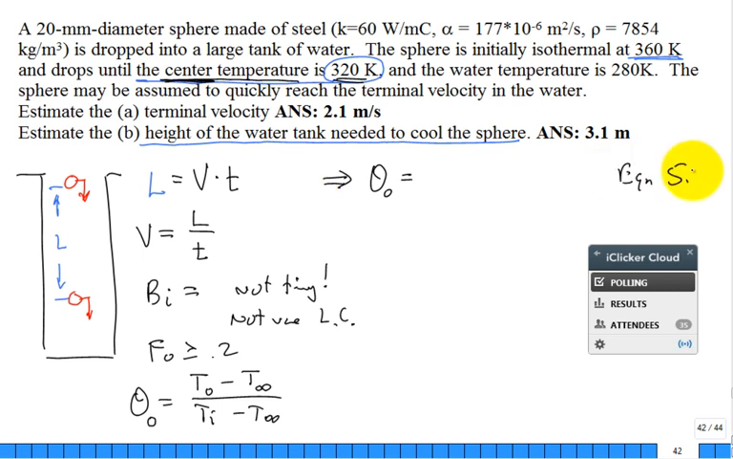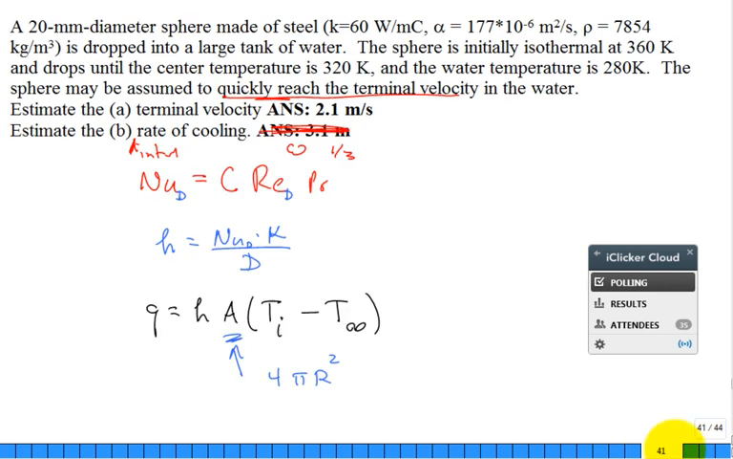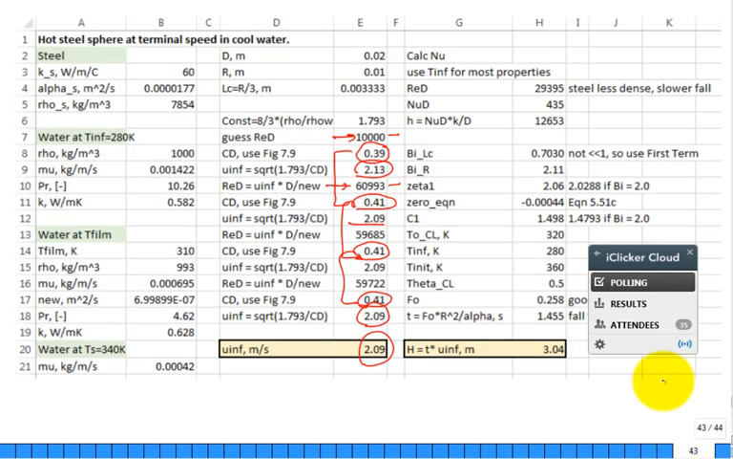It is 5.53c. Is that the equation you tabbed? This approximate solution for the center is equal to a constant C1 times the exponential of minus zeta 1 squared times the Fourier number. So we have to calculate our Biot number, which is not tiny, and the Biot number is not small, so we use the series solution.